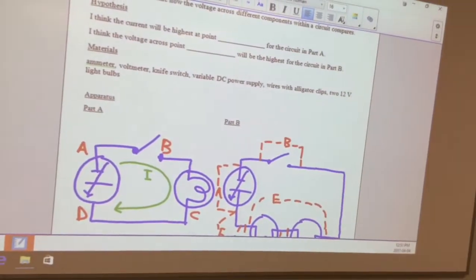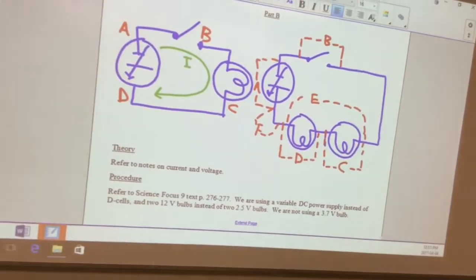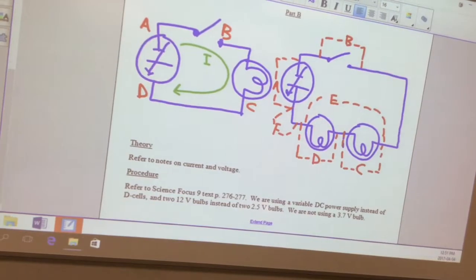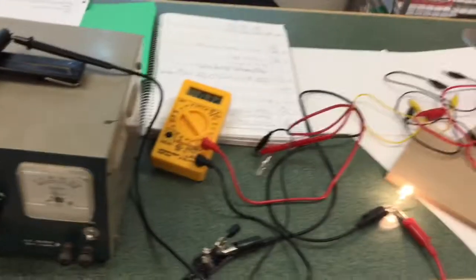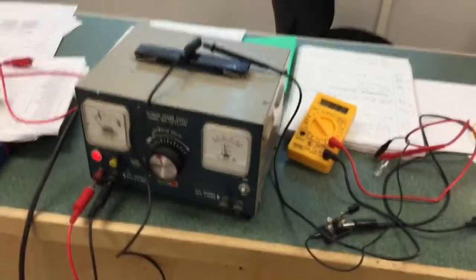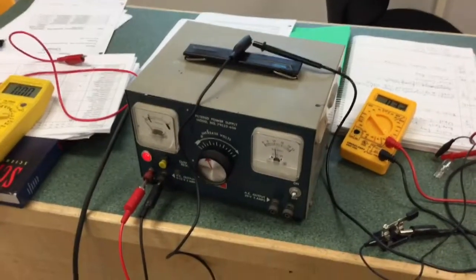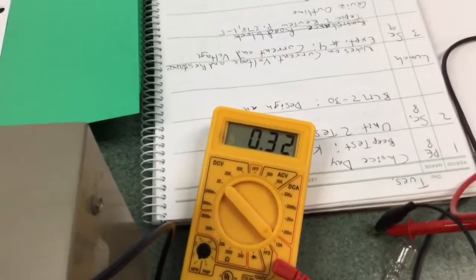Now we've actually already gone on to the first part of part A. If you'll notice here, I've got my light bulb glowing. I've connected my ammeter at point A in the circuit, which is right after the power supply, coming out the negative end of the power supply. If you look on my ammeter, it reads 0.32 amps.